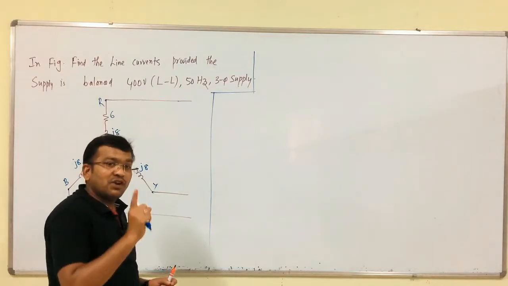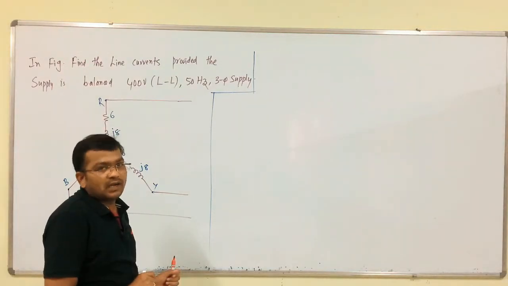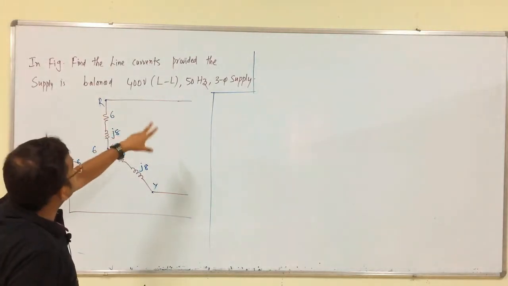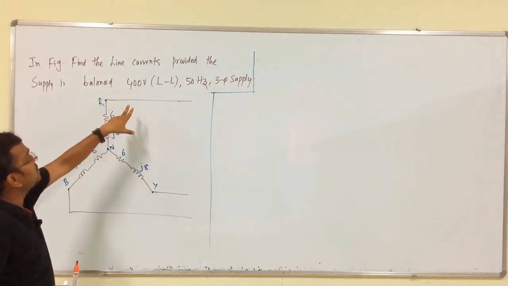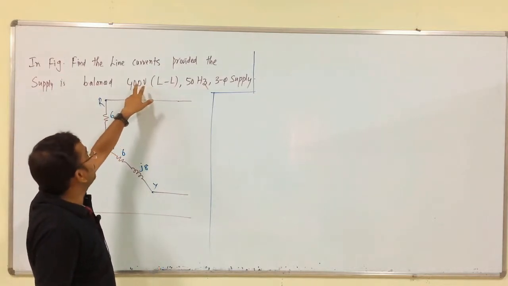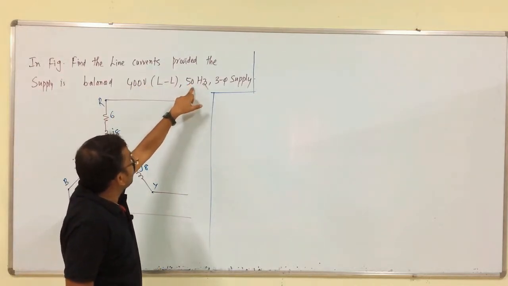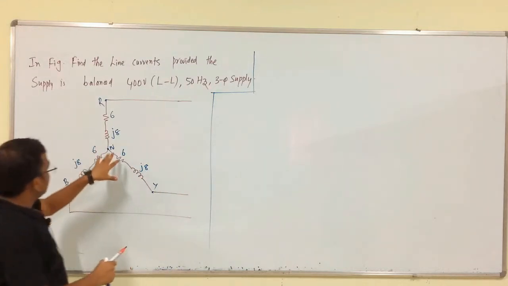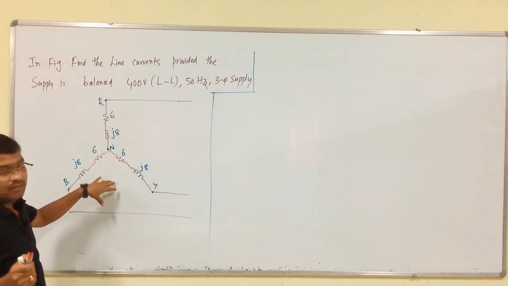Now we have to discuss one problem with respect to star connected supply system. So, this is the problem. In the figure, find the line currents provided the supply is balanced, and the line to line voltage is 400 volts and the frequency is 50 hertz, and the supply is a 3 phase supply. We all know that this looks like a star connected supply system.